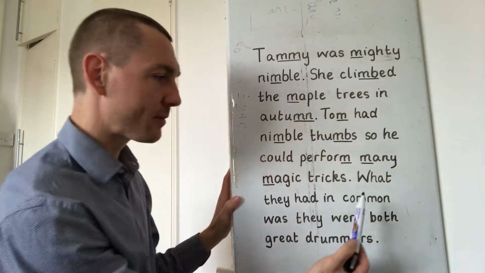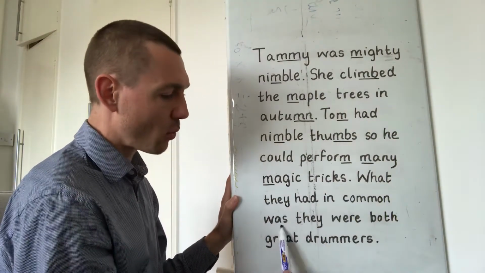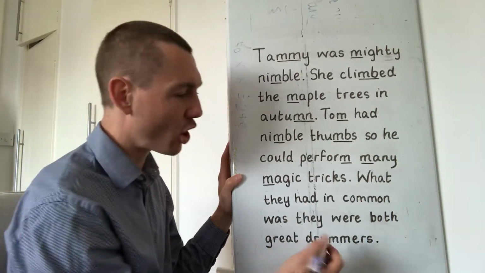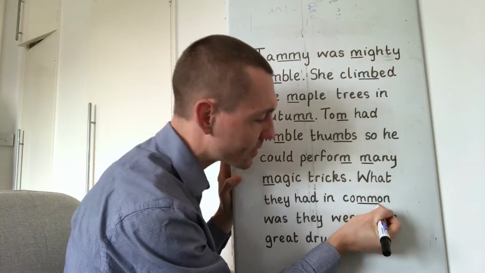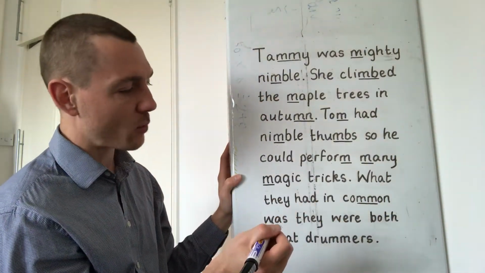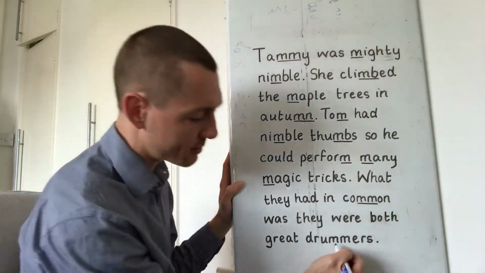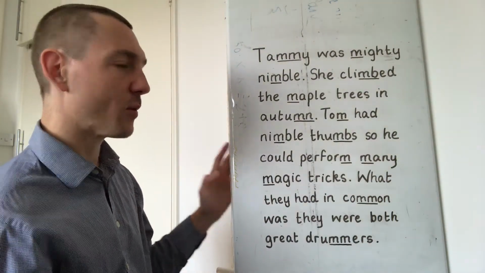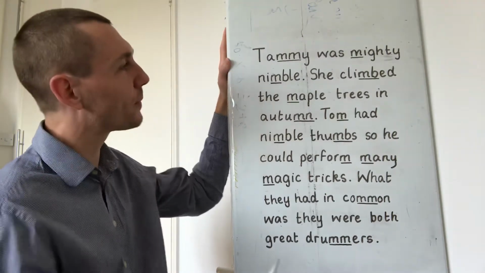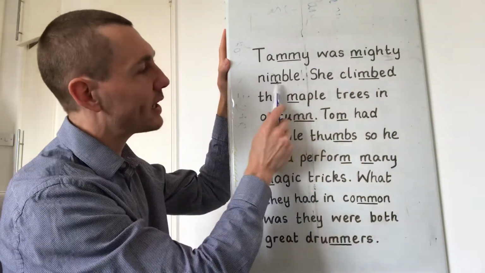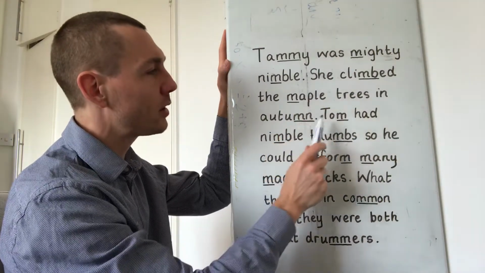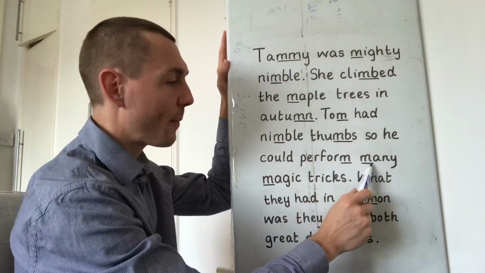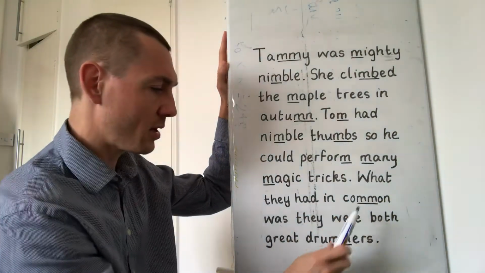Last sentence. What they had in common was they were both great drummers. Okay, so what they had in common, with the double M spelling of common, was they were both great drummers. Drummers. And we've got the double M spelling again. So, what you should have on your list, let's read them together from the top. Tammy, mighty, nimble, climbed, maple, autumn, Tom, nimble, thumbs, perform, many, magic, common, drummers.